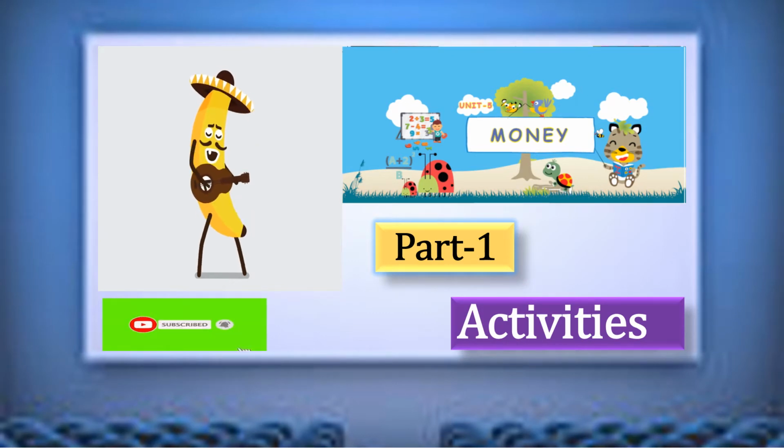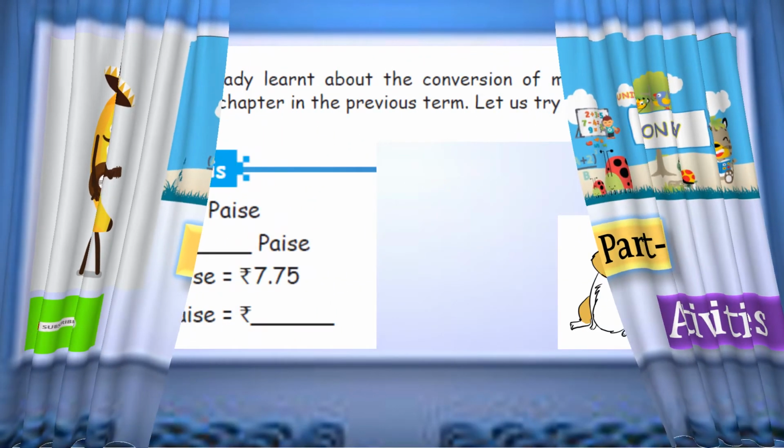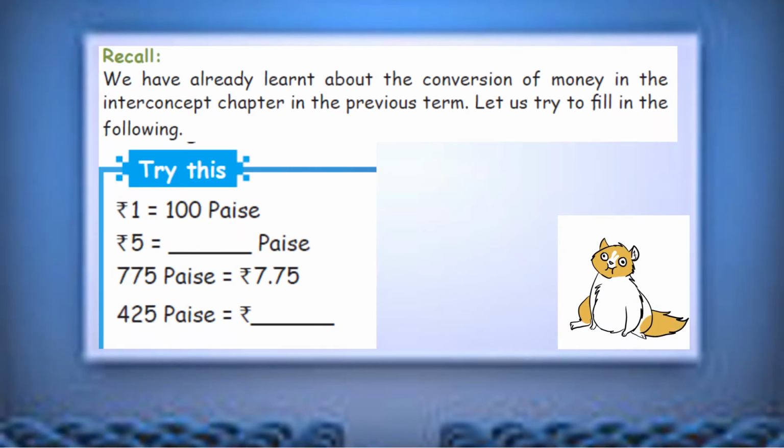Term 3, Unit 5 Money, Part 1. In this session, we are going to learn about activities on money lesson. In this money lesson, we are going to do the usual procedure only. That means addition, subtraction, multiplication and division of money.